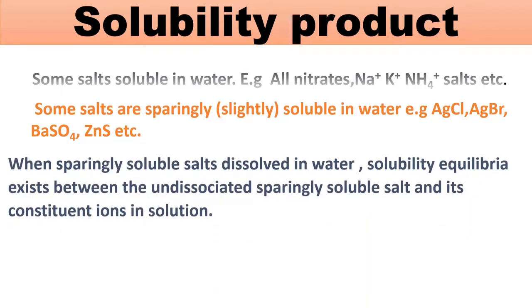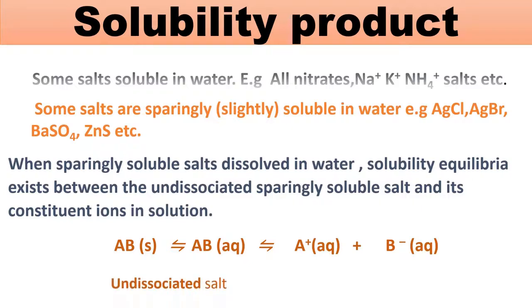So when the sparingly soluble salts dissolve in water, what happens? The salts are surrounded by the solvent medium, here the aqueous medium. What happens? There is an equilibrium between the ionized and unionized parts, that is, the undissociated salt and its constituent ions. So this equilibrium is called solubility equilibrium.